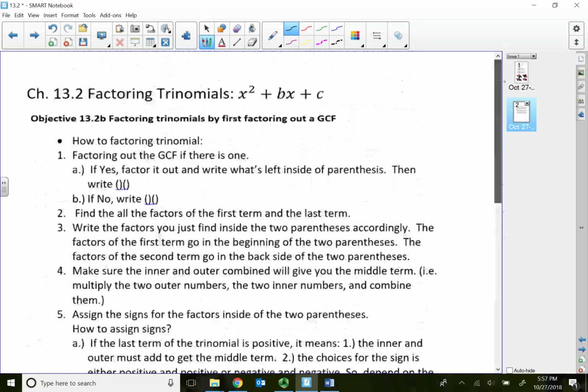13.2 factoring trinomials. In this video, I'm going to show you a couple of examples of factoring trinomials where we have to first factor out the greatest common factor.